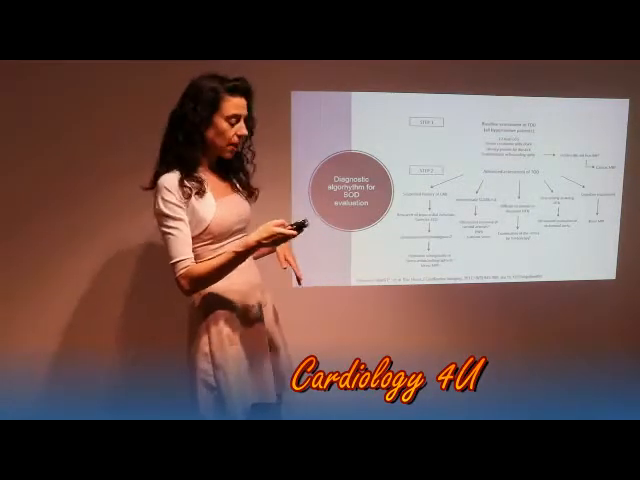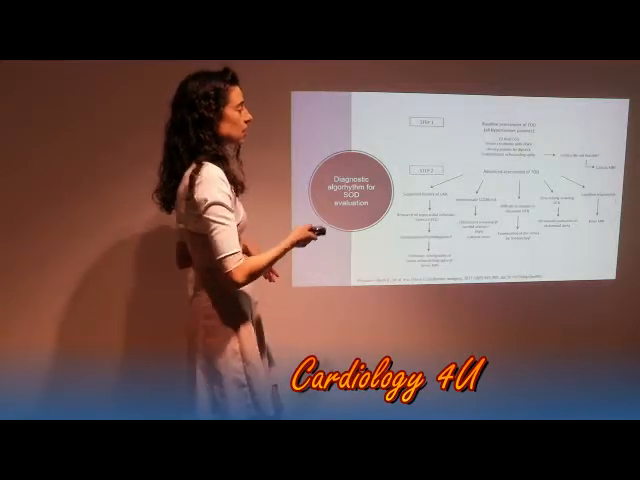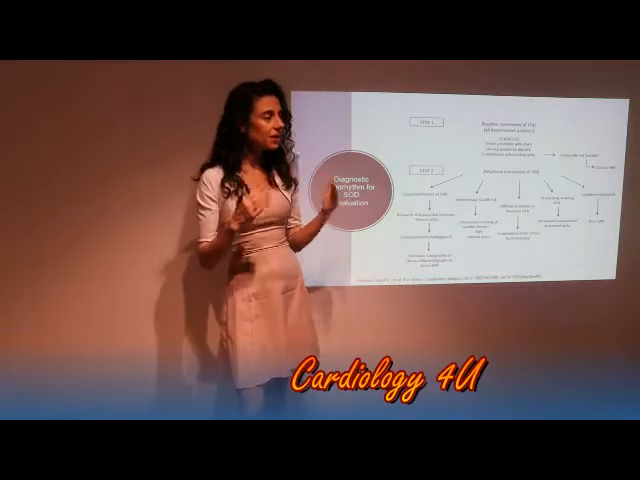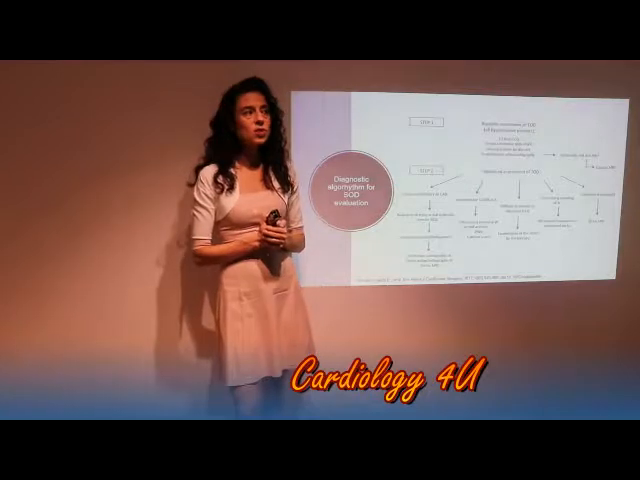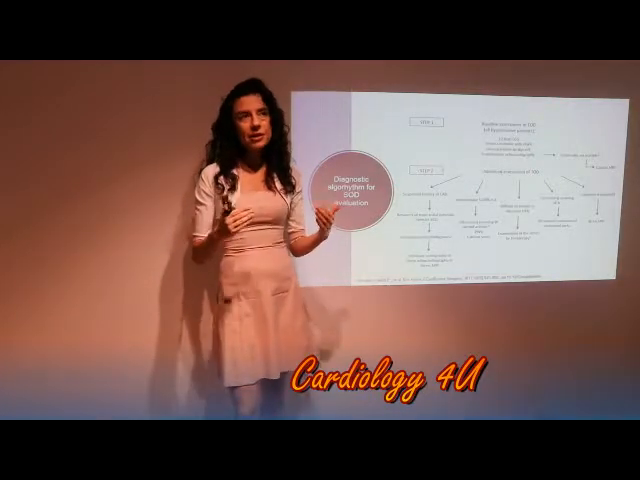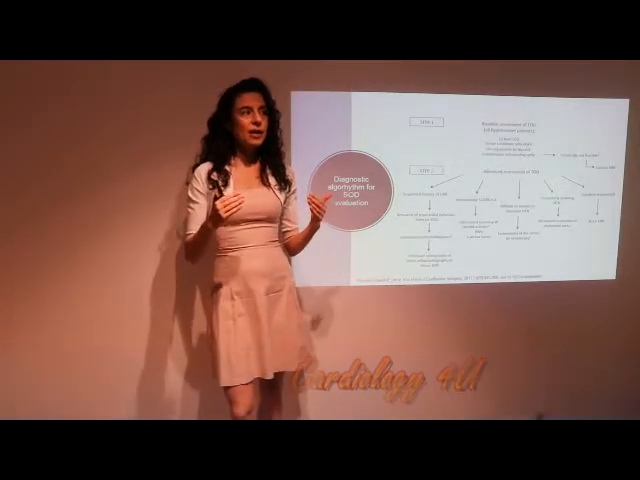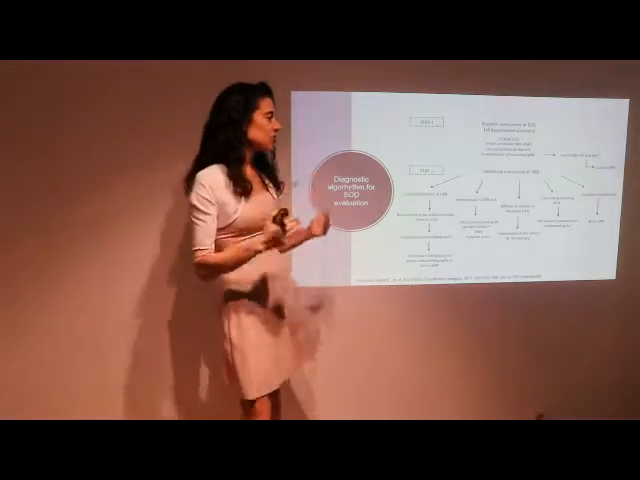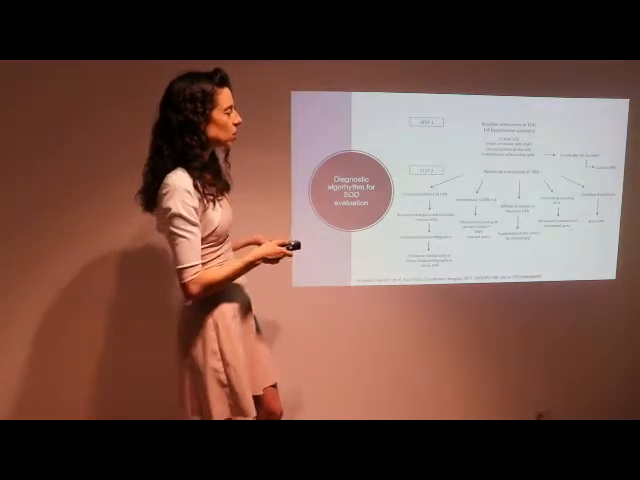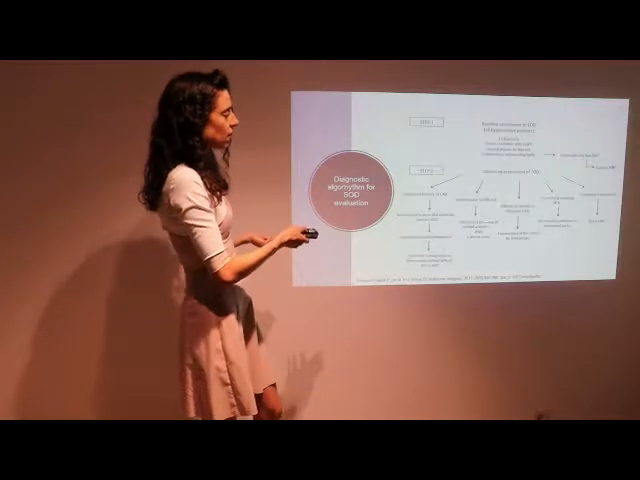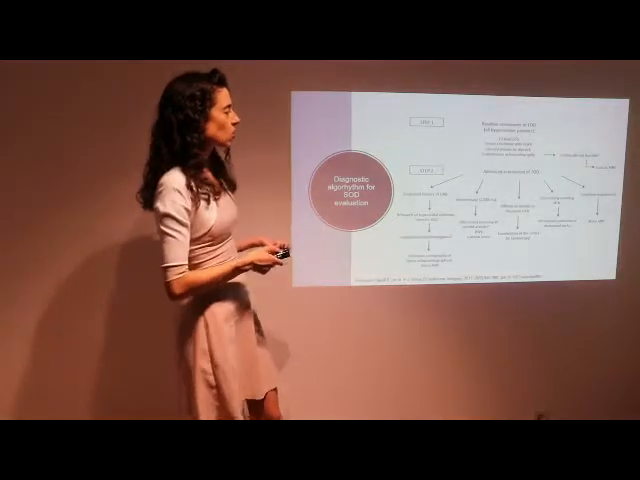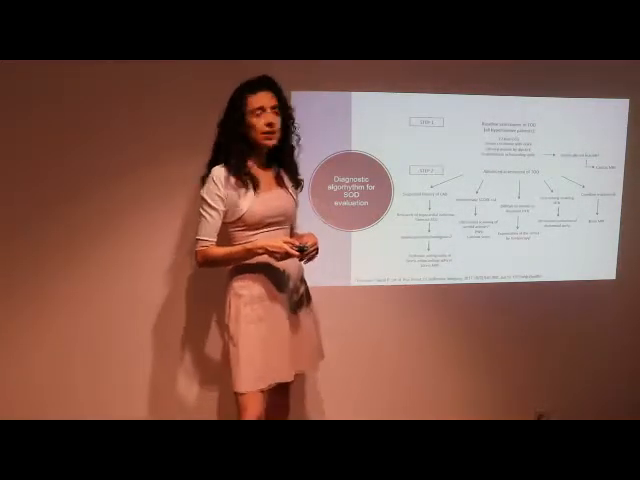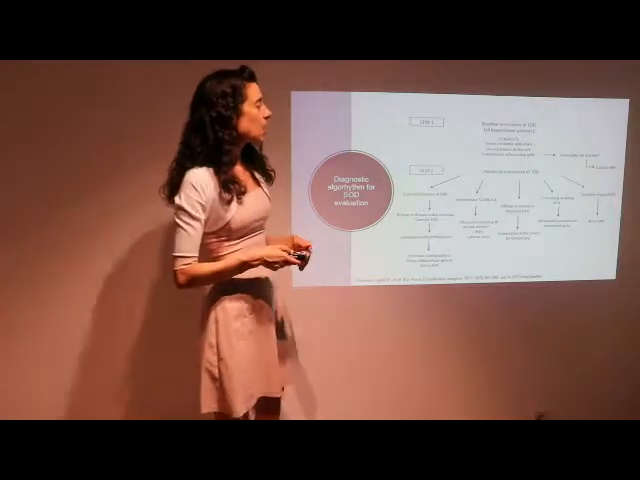Then if we have a patient with an intermediate risk score, here it is very useful to search for some markers of subclinical vessel damage, arterial damage, which are the pulse wave velocity, calcium score, or the ultrasound scanning of the carotid arteries.